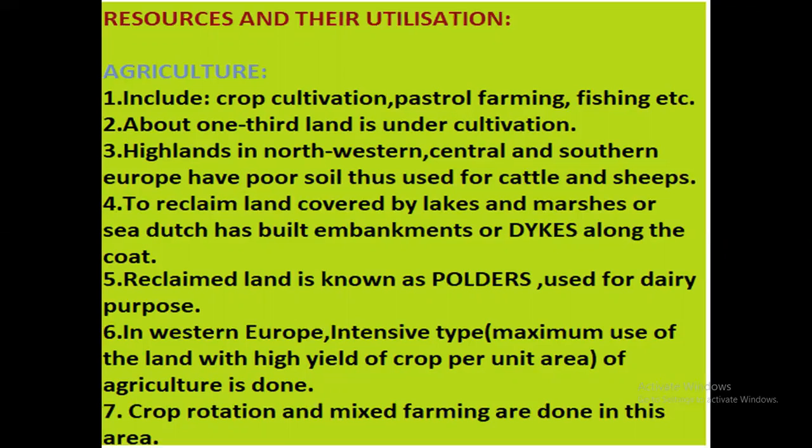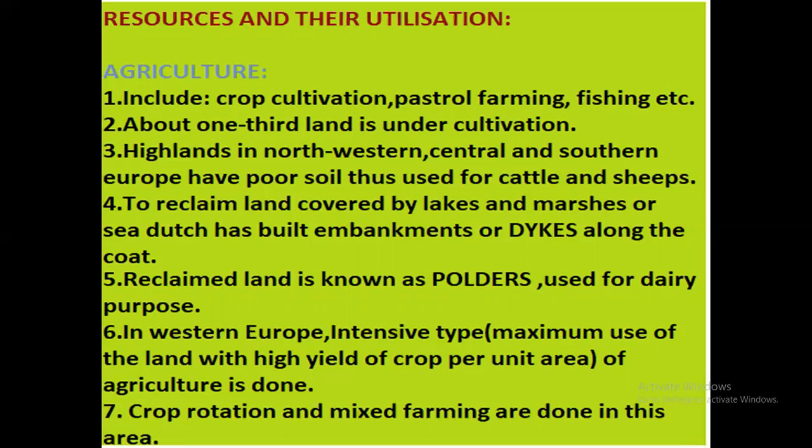The explanation of this fourth point is that in Europe a large amount of land is covered by lakes, marshes as well as sea. In order to make that land usable, so that those lands can be further utilized, Dutch people have built certain embankments. In fact, there they are called dikes. Now these lands, once reclaimed, once they are brought back so that they can be further used, are called polders.